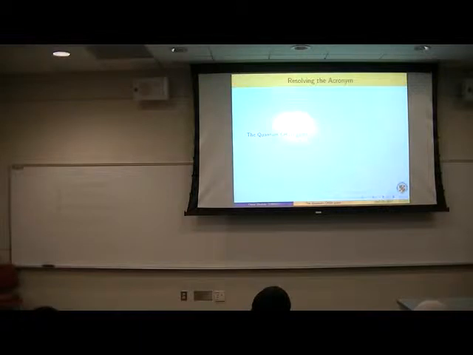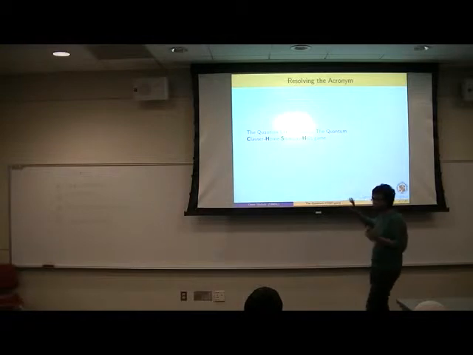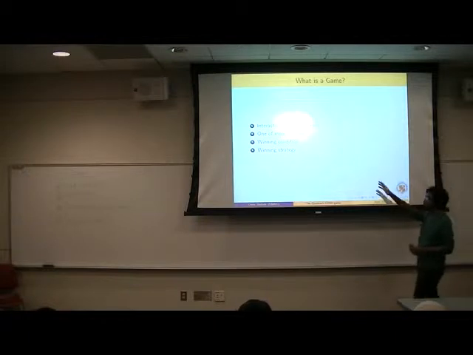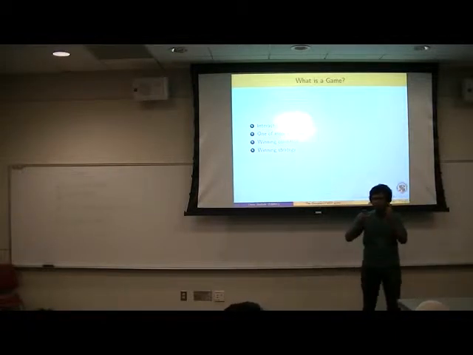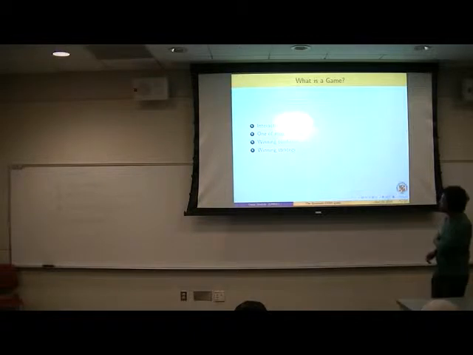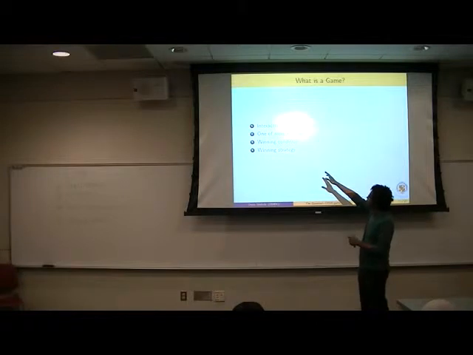Okay, so first, let's resolve the acronyms. When I say the Quantum CHSH game, CHSH means Clauser, Horne, Shimony, Holt. These are four people, all right? And why are we calling it a game? The definition comes from game theory. You are familiar with the movie A Beautiful Mind, right? It's about some aspects of game theory, which is Nash equilibrium. So this definition is borrowed from game theory.